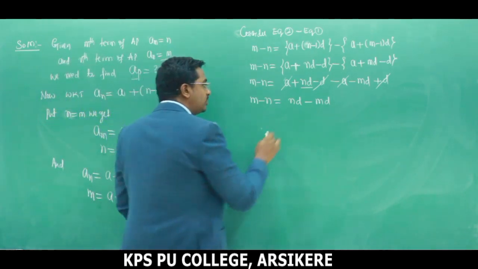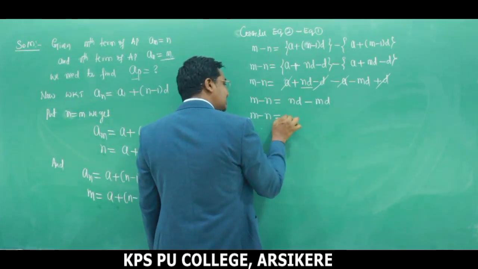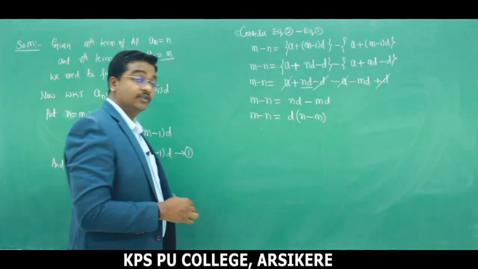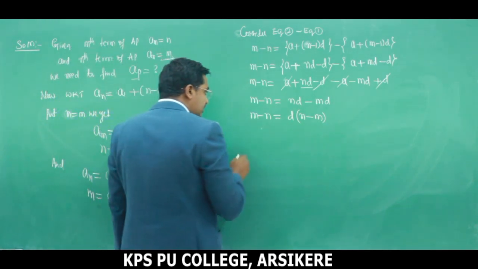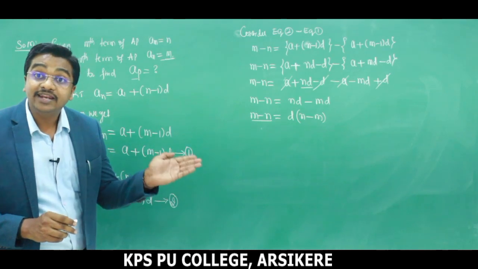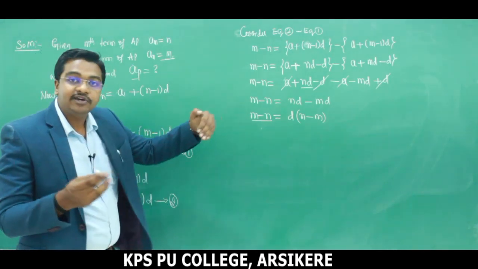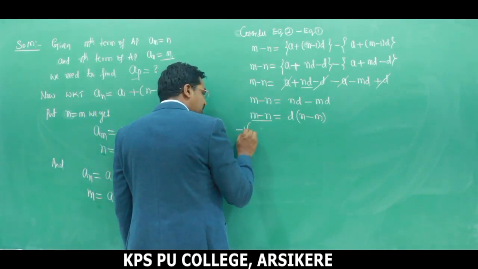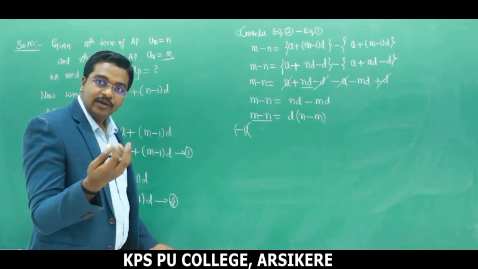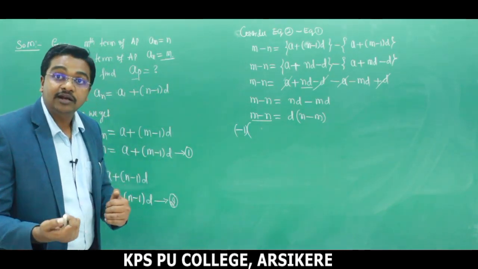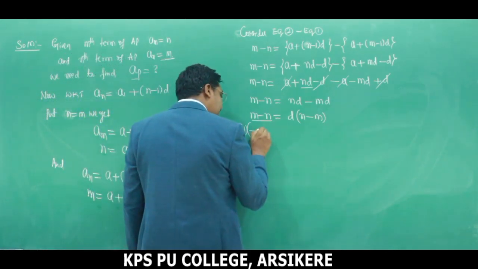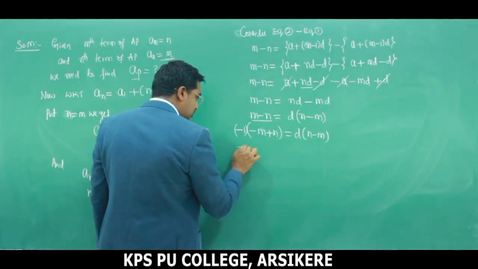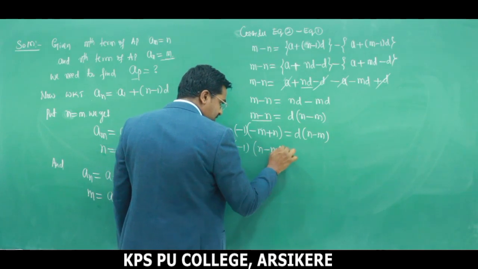Which is the common term for these two? m minus n is equal to, taking d as common, d times n minus m. Just observe here. On the left hand side we have m minus n, but on the right hand side we have n minus m. On the left hand side I will take the negative as common. If I take minus 1 as common, m can be written as 1 into m. Here we are left with minus m plus n is equal to d times n minus m. So minus 1 into n minus m can be written, right?